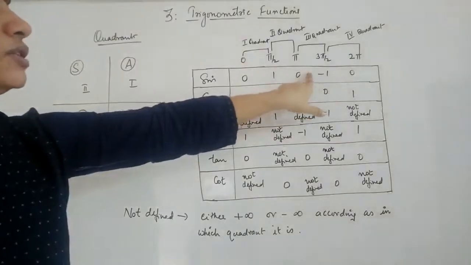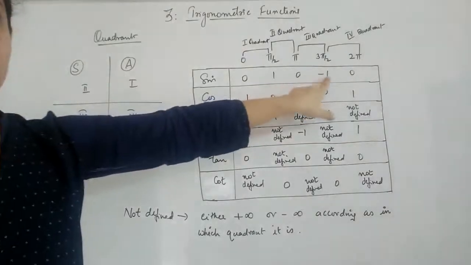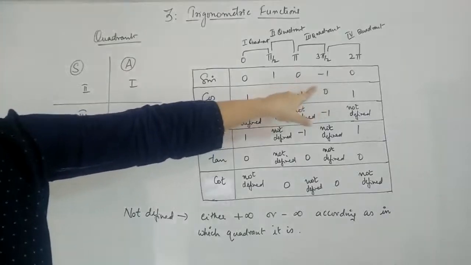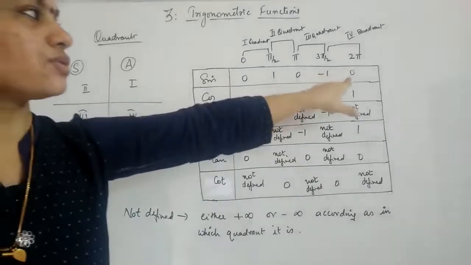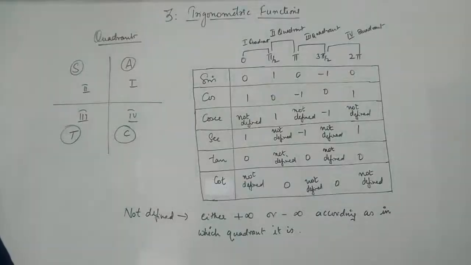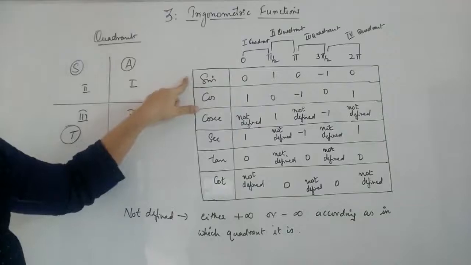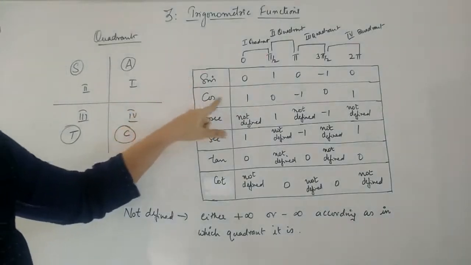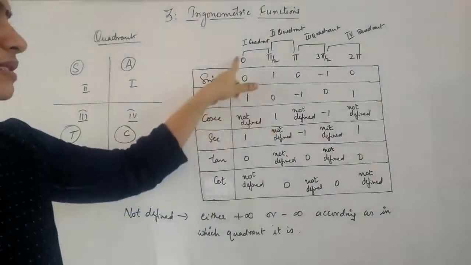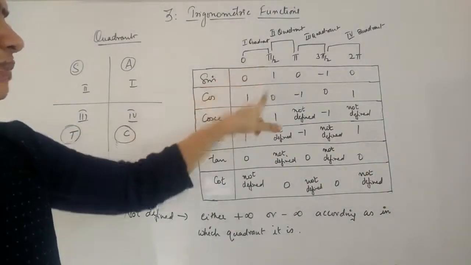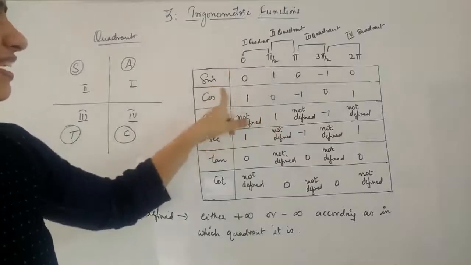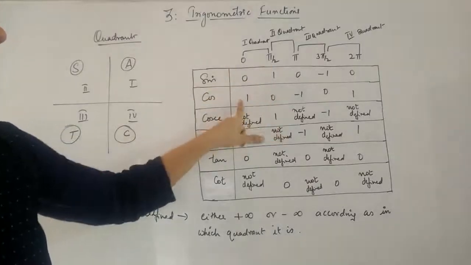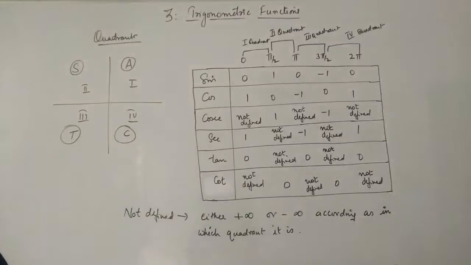Now again for the third quadrant, the value is from 0 to -1. That means in the third quadrant again it is decreasing, and then from -1 to 0, that means it is increasing in the last, that is the fourth quadrant. Okay, that is all about the sine function's behavior in the respective quadrants. Now for the cos function, you have from 1 to 0. Cos 0 is 1 and cos pi by 2 is 0. That means it is ranging from 1 to 0. What is the meaning? It is decreasing from 1 to 0.